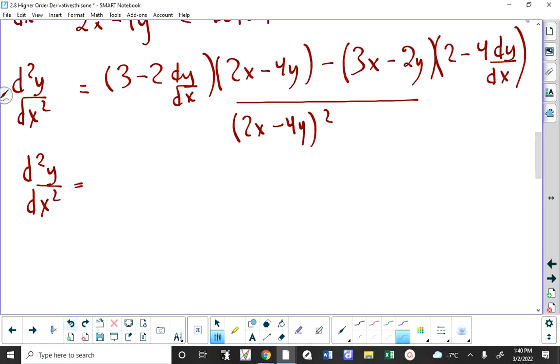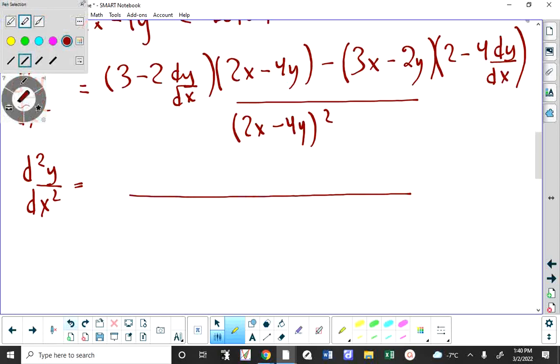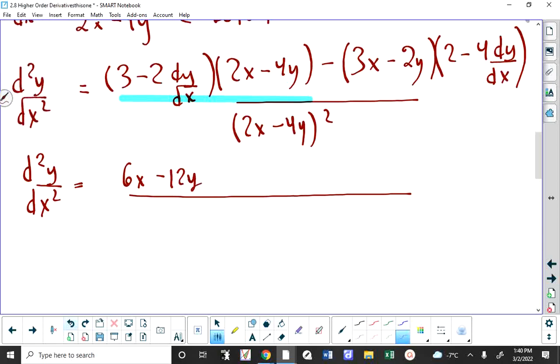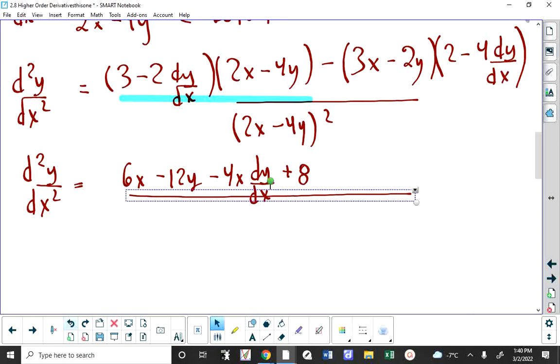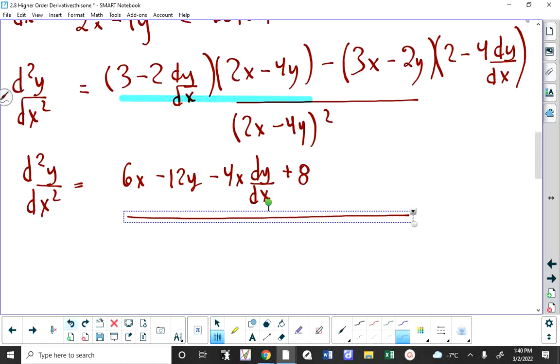So I am going to FOIL out this. I'm going to take 3 times 2x, which is 6x. I'm going to take 3 times negative 4y, which is negative 12y. I'm going to take negative 2 dy dx times 2x, which is negative 4x dy dx. And I'm going to take negative 2 dy dx times negative 4y. Negative times negative is positive. 2 times 4 is 8. Dy dx times y would be y dy dx. So there's my first, outer, inner, last. I better check that. 6x minus 12y minus 4x dy dx plus 8y dy dx. Okay.